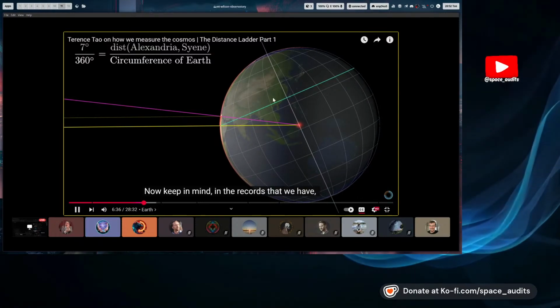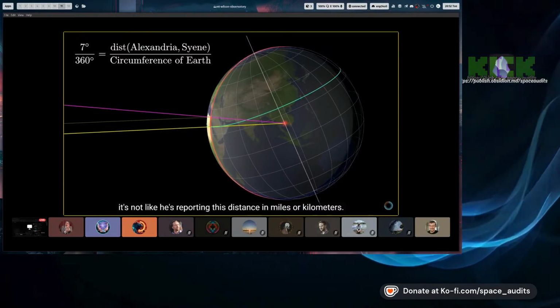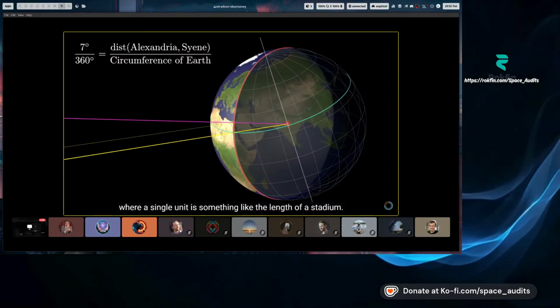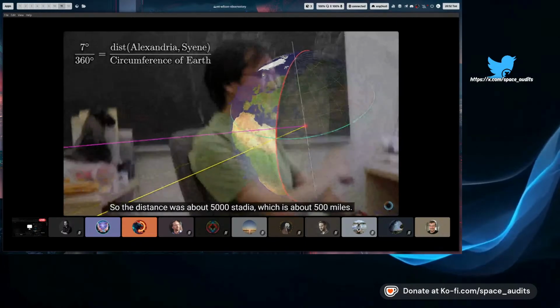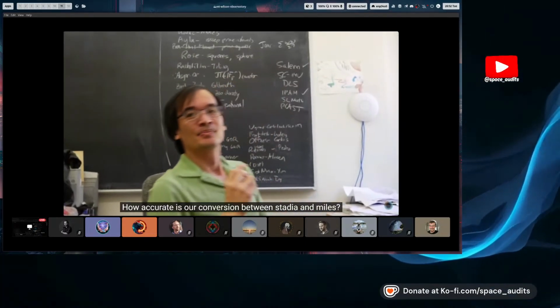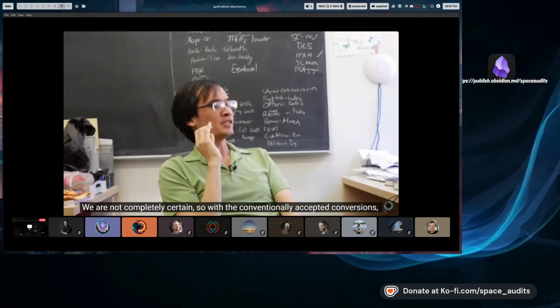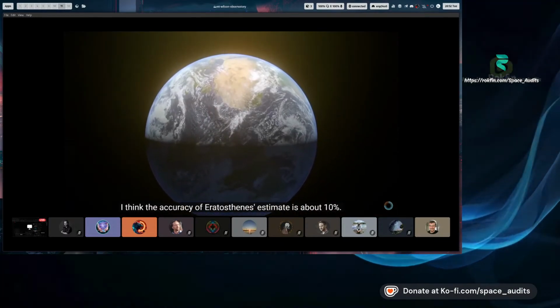Now keep in mind, in the records that we have, it's not like he's reporting this distance in miles or kilometers. The units they were using back then were stadia, where a single unit is something like the length of a stadium. So the distance was about 5,000 stadia, which is about 500 miles. How accurate is our conversion between stadia and miles? That's a good question. We are not completely certain. So with the conventionally accepted conversions, I think the accuracy of Eratosthenes' estimate is about 10%.